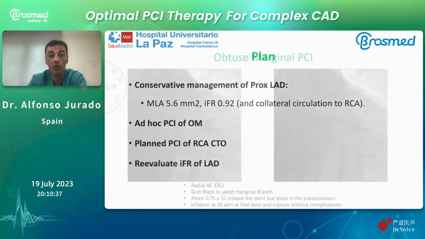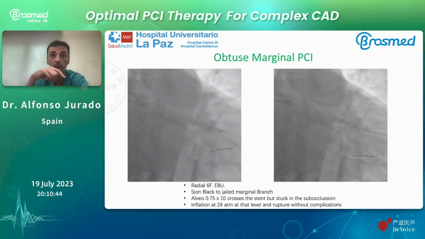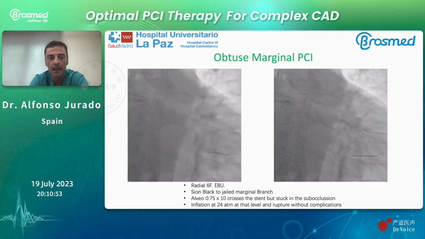So I'm going to present the PCI of the marginal branch, because the CTO PCI is going to be done tomorrow. And this is the PCI that I hope shows the benefits of this Alveo balloon. As you see, we went with a radial 6 French approach with an EBU guiding catheter that gave us not the best backup in the world, as you can see here, because of the tortuosity of the subclavian artery.